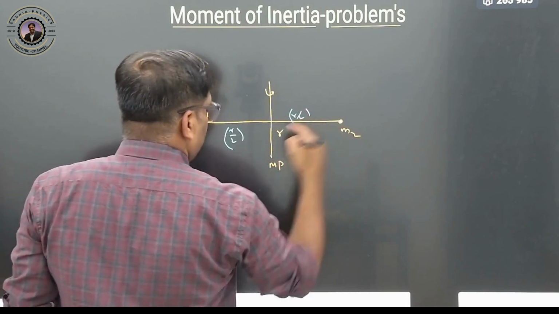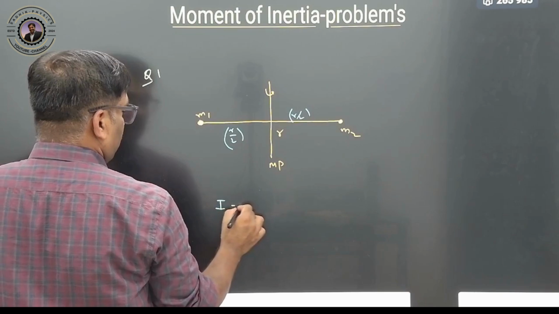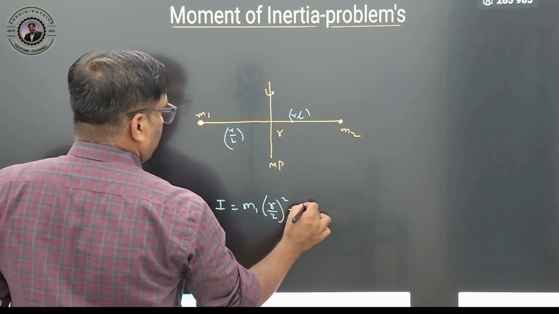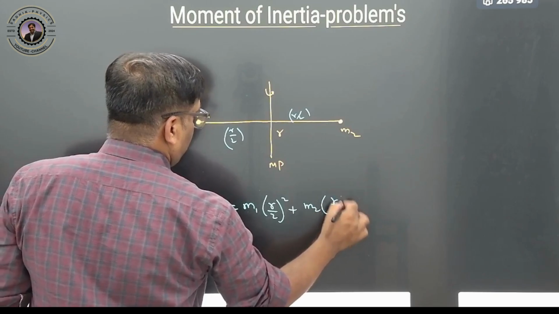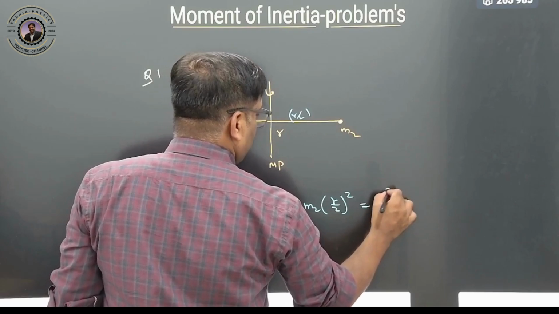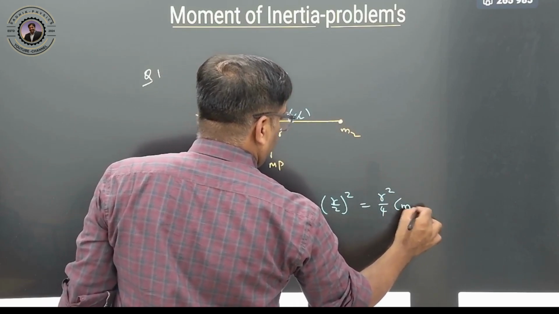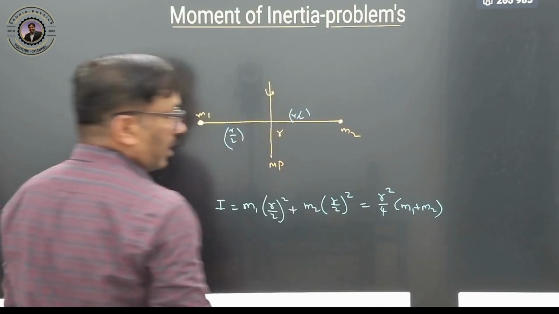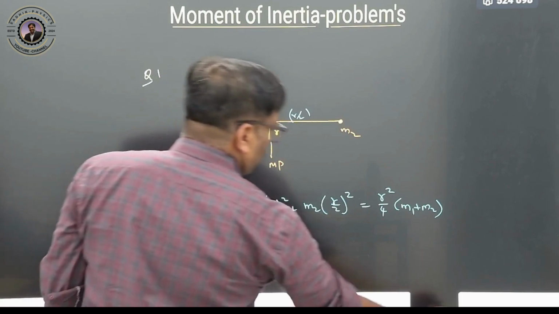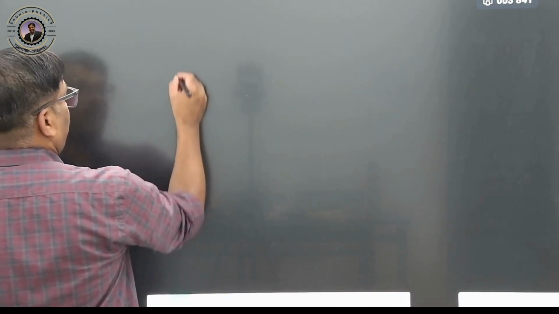So you can write the moment of inertia as I = m1 into (r by 2) whole square plus m2 into (r by 2) whole square. What can you write now? Therefore I = r square by 4 into (m1 plus m2). Clear? Now this is a simple question. Now we will go for the same type of question.